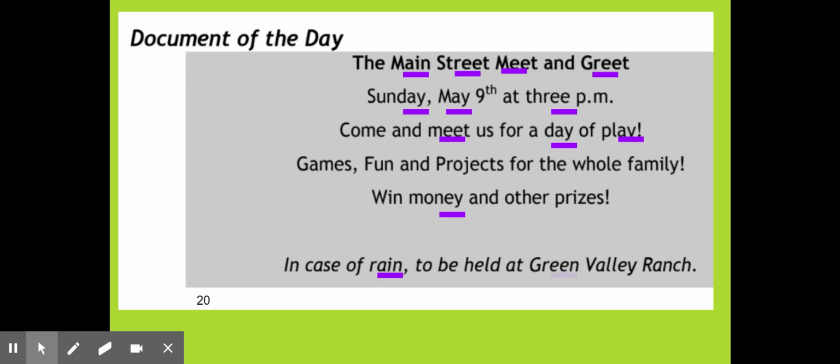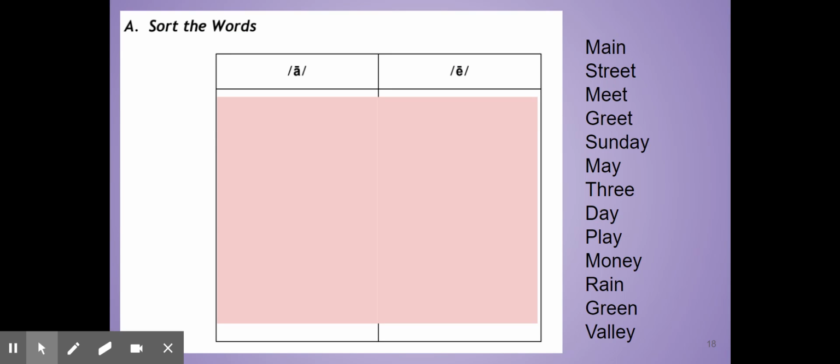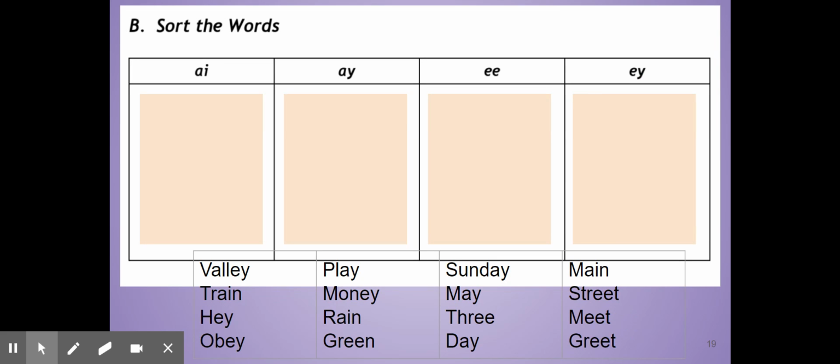Because the first ones we're going to talk about either make a long A or a long E sound. So they have the words here from the document of the day. And if the slides work this week, you should be able to write them in. And I apologize that you couldn't write them in last week. I think I've done what I'm supposed to do this week.